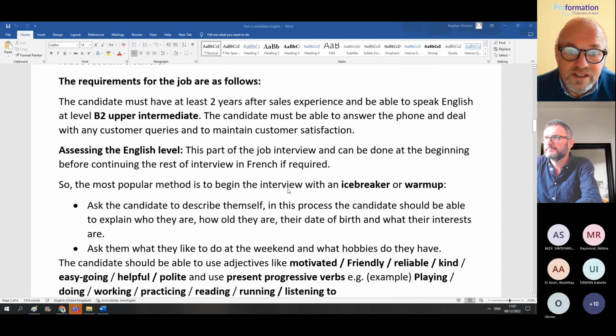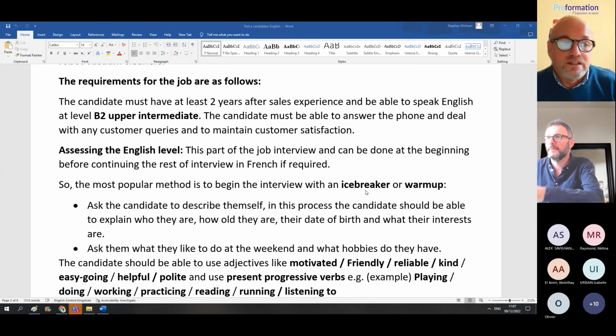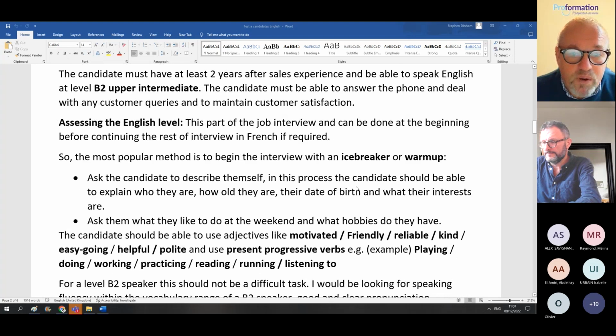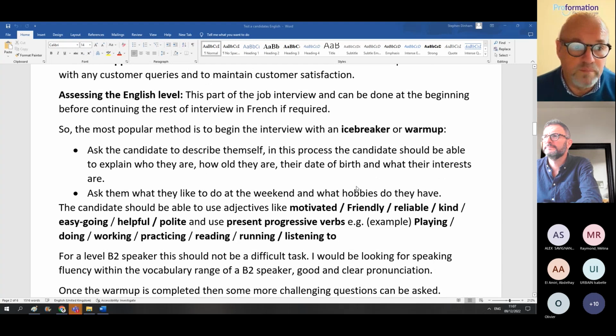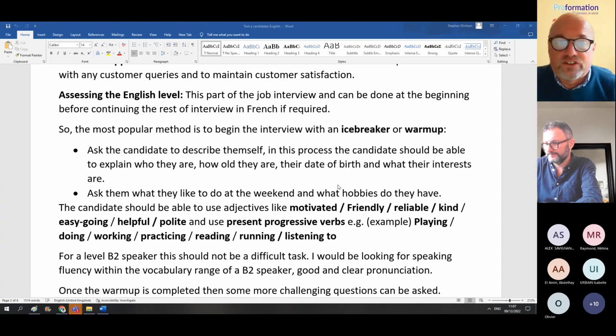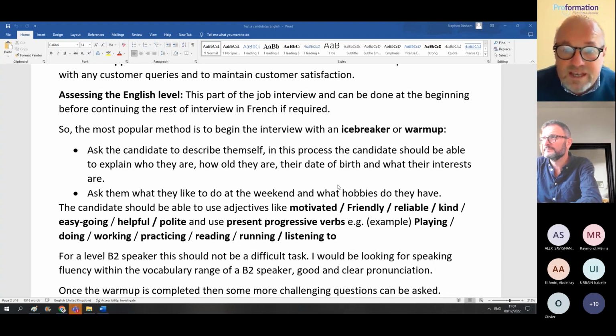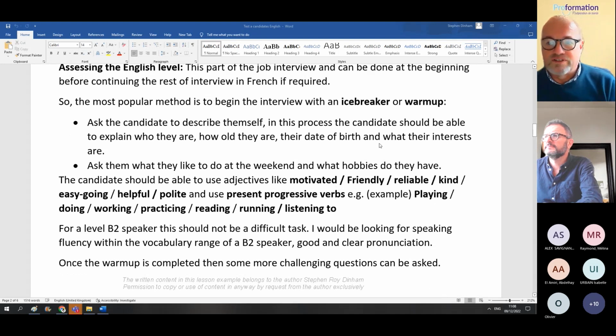Assessing the English level. This part of the job interview can be done at the beginning before continuing the rest of the interview in French if required. So, the most popular method is to begin the interview with an icebreaker or warm-up. Ask the candidate to describe themselves. In this process, the candidate should be able to explain who they are, how old they are, their date of birth, and what their interests are. Ask them what they like to do at the weekend and what hobbies they have.